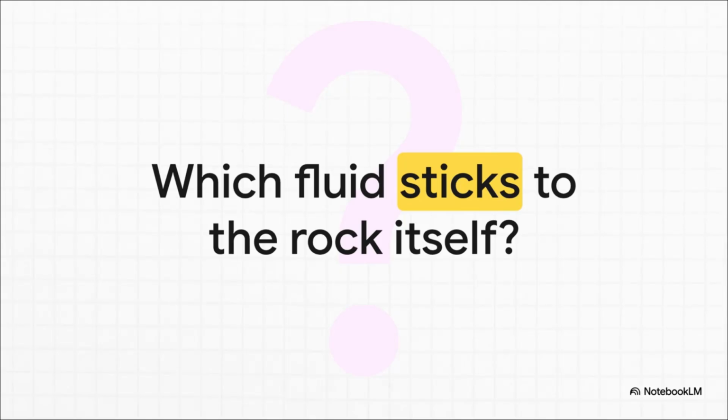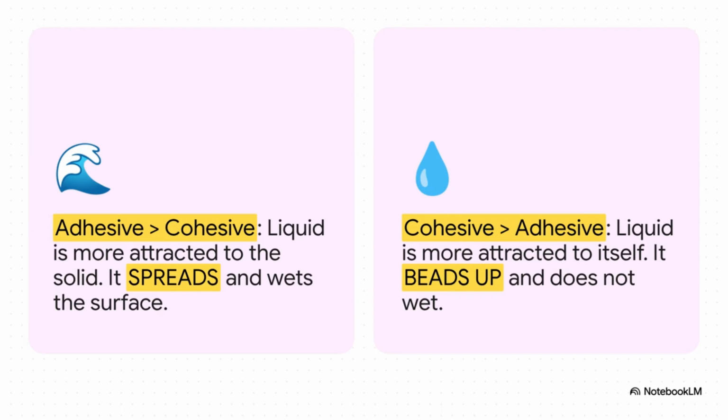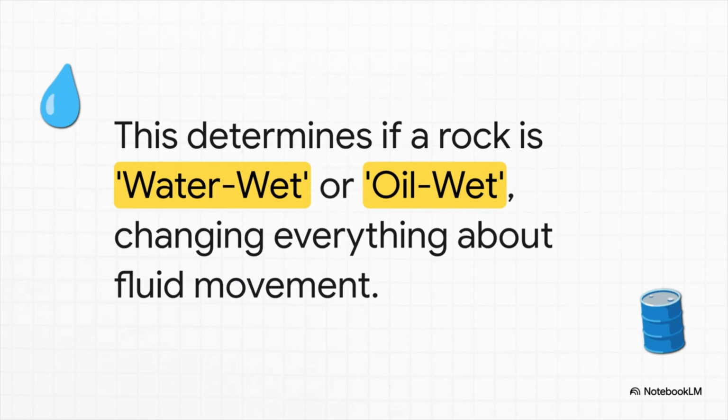All right, so we know fluids create these tense boundaries with each other, but what happens when you introduce a solid surface, like the rock in a reservoir? Which fluid is actually gonna stick to it? This all comes down to the science of wetting, and it's basically a molecular tug of war. If the adhesive forces, that's the attraction between the liquid and the solid, are stronger, the liquid spreads out and wets the surface. Think about water on a clean piece of glass. But if the cohesive forces, the liquid's attraction to itself, win out, it beads up and pulls away, just like mercury does. And this right here is the absolute core concept in a reservoir.